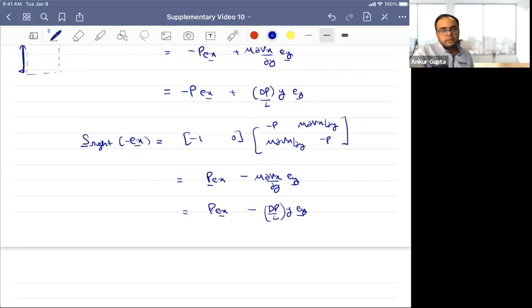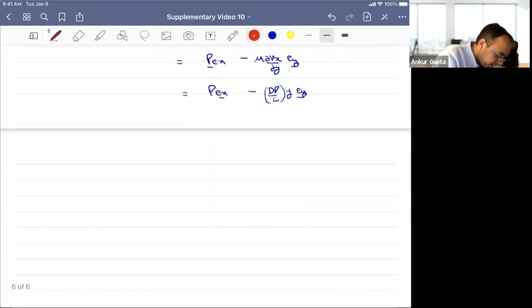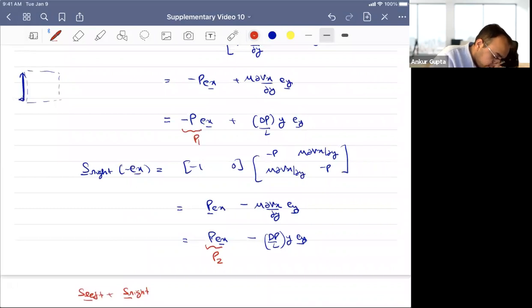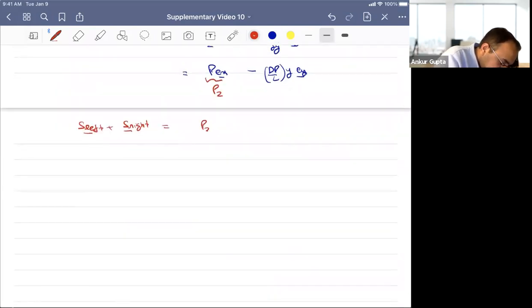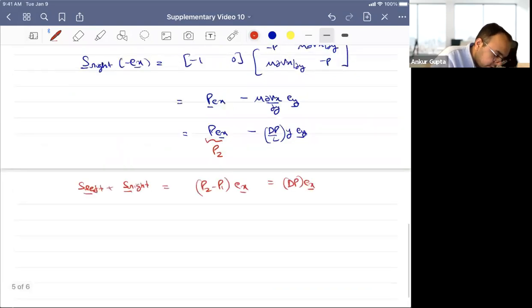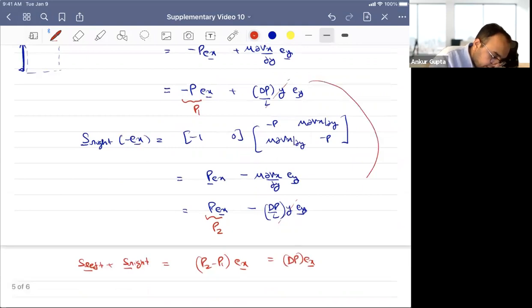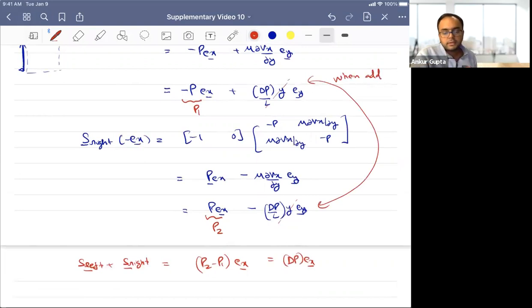Okay. So now when you do S left plus S right, and note that this pressure here is P2, this pressure here is P1. So what you will get is P2 minus P1 into Ex, which is equal to delta P into Ex, because these two terms, when you add them, will get cancelled out.